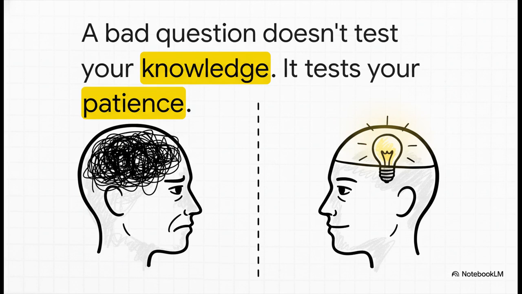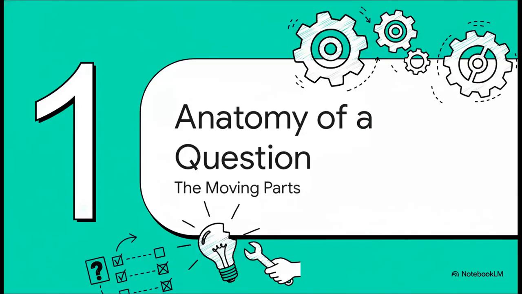So that's what we're going to do here. We're going to figure out exactly why it fails and, more importantly, how to build a much, much better one. To fix something that's broken, you've got to know how it's supposed to work in the first place. And it turns out every multiple-choice question is built from a few key components. So let's break them down.